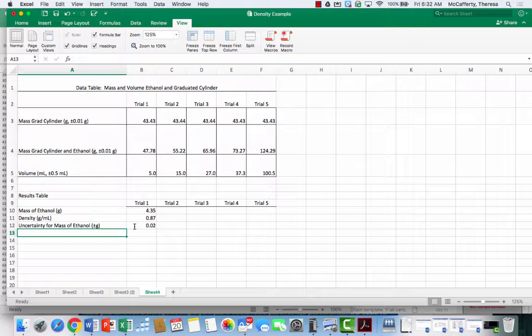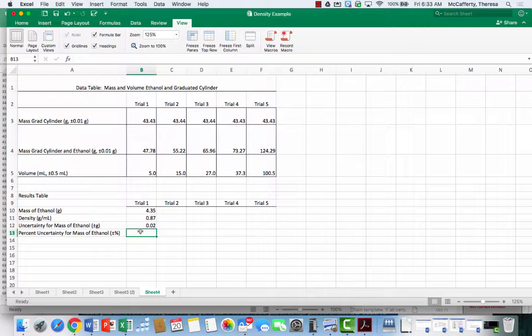Now, for the uncertainty of the density, I divided the mass by the volume. So in your sample calculations, you should have the percent uncertainty for the mass of ethanol. And this is going to be in plus minus percent.